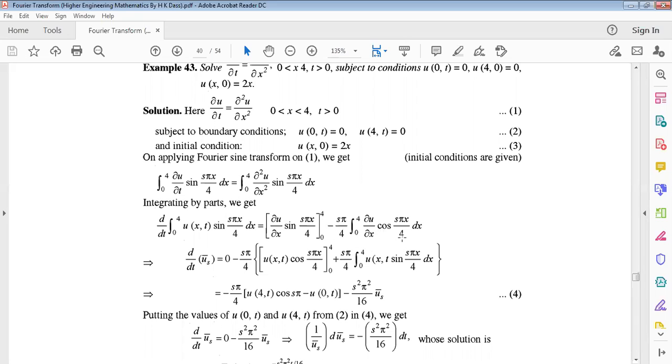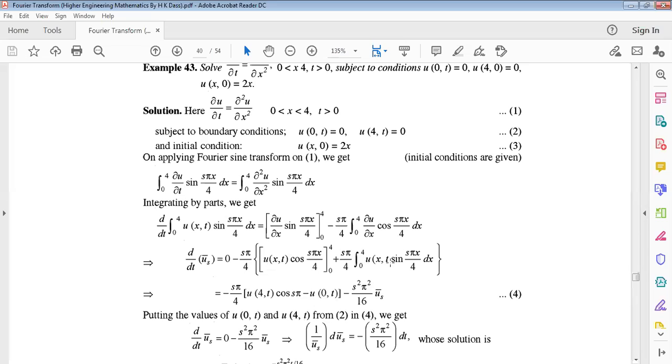Considering integration by parts: u into integration of b, minus integration of differentiation of u into integration of b, in the third bracket. This equals minus, just putting the upper and lower limits, we get this result. By taking 4 here, this will be 4t, and 4 divided by 4 what? Cos s pi. Now minus 0: if we put 0, cos 0 is 1, but u will be u(0,t), minus now this integration.